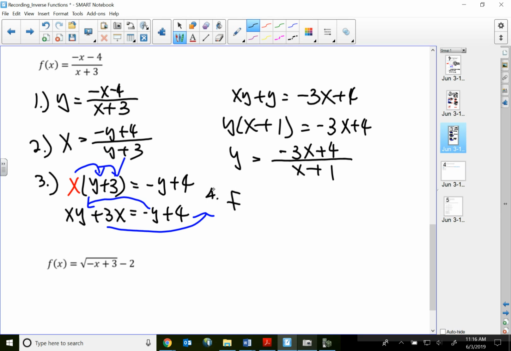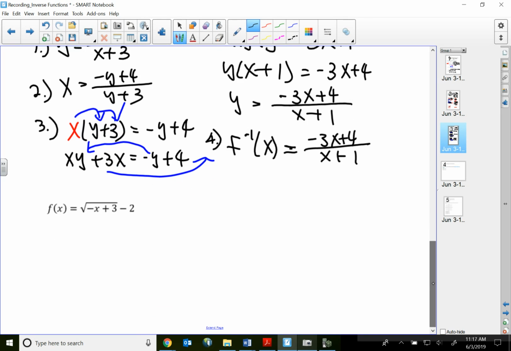So step number 4, rewrite it as f inverse. So my inverse function here is going to be (negative 3x plus 4) over (x plus 1). All right. This is a square root function. Okay, very interesting little problem, which I will do another example of shortly. All right, so square root problem.